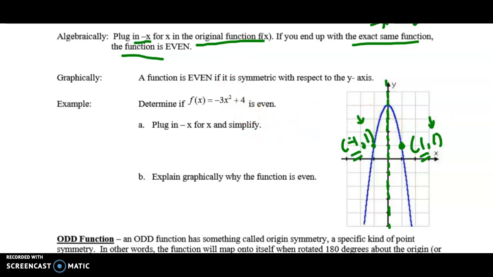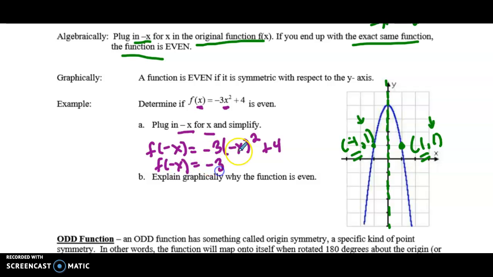Let me show you what this is going to look like. I'm going to plug in negative x for x. Everywhere I see an x, I'm going to plug in negative x. So this is going to look like f of negative x. The -3 stays the same. Anywhere you have exponents, make sure you put parentheses around them. Negative x squared plus 4. Then we want to simplify this. The -3 stays. Remember, negative x squared is the same as negative x times negative x, and that gives me a positive x squared. So that becomes -3 times x squared plus 4.